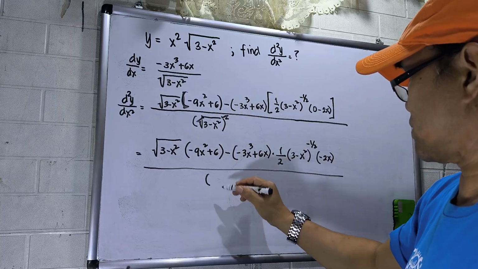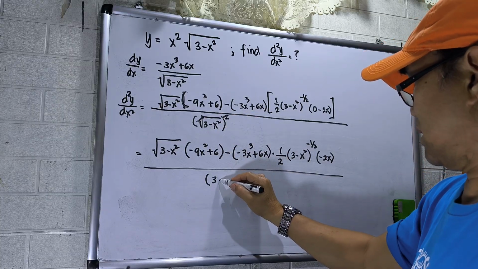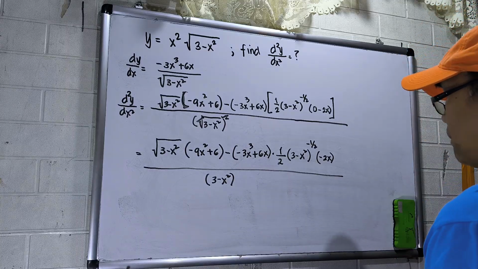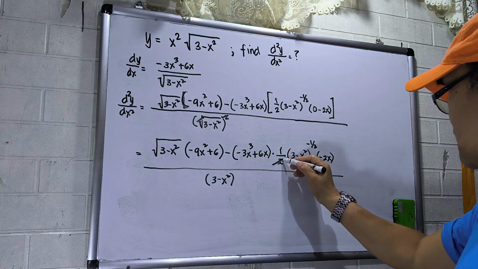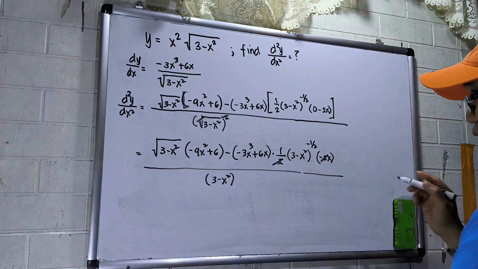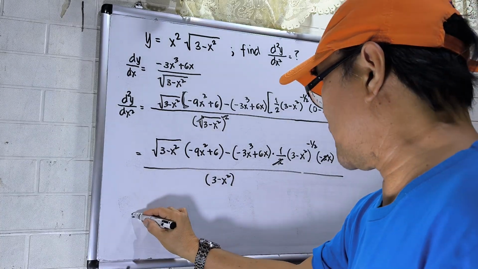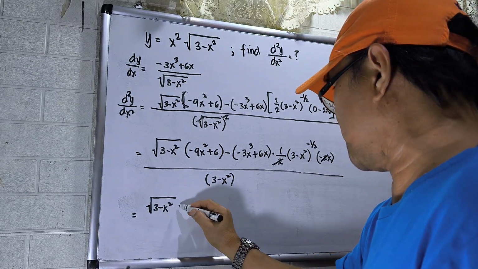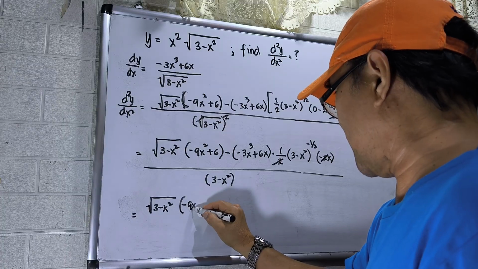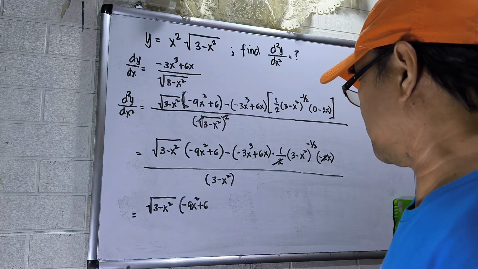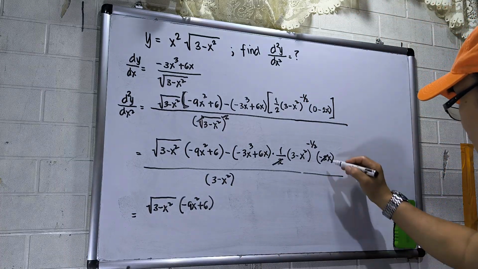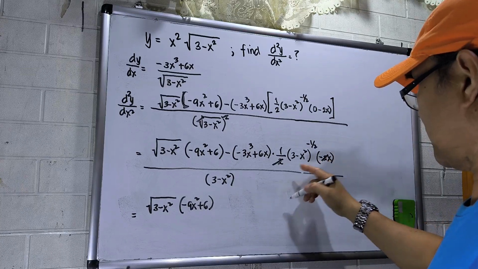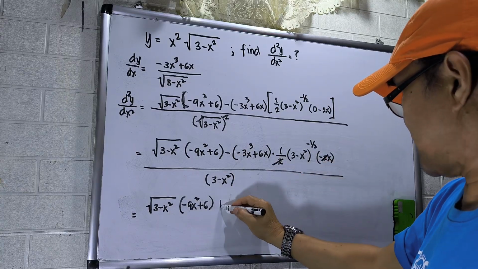So this will be crossed out. So I have now circle brackets, 3 minus x squared. Okay? Then cross out this one. So I have negative x. So this will be square root of 3 minus x squared times negative 9x squared plus 6. Okay, take note, this is negative. So negative times negative, that will be positive.